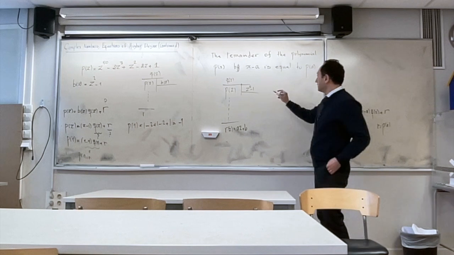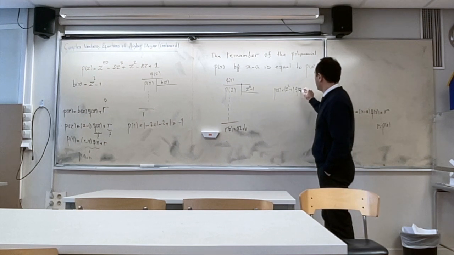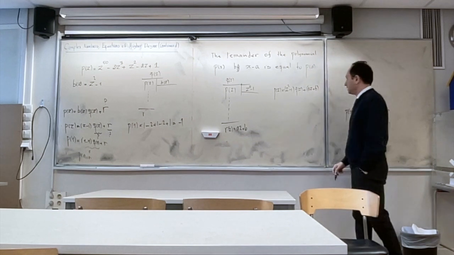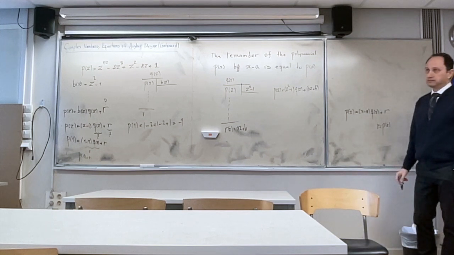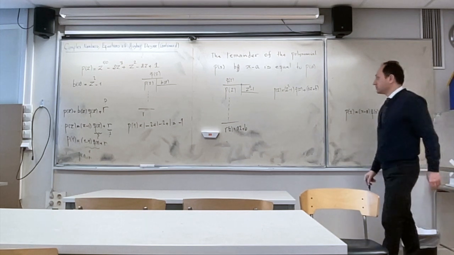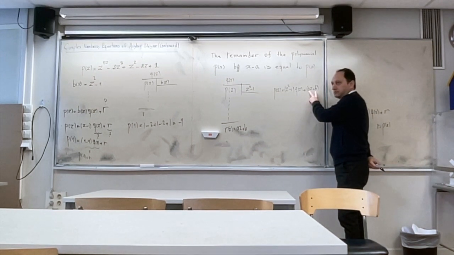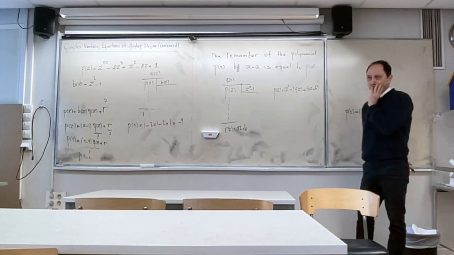Then write the P of z. So P of z is equal to z squared minus 1 times Q of z. I don't have any access to Q of z at all, but I know something about the remainder. I know that the remainder is in general a first degree polynomial, which means I have to find 2 unknowns now. Well, now can you tell me what to do?